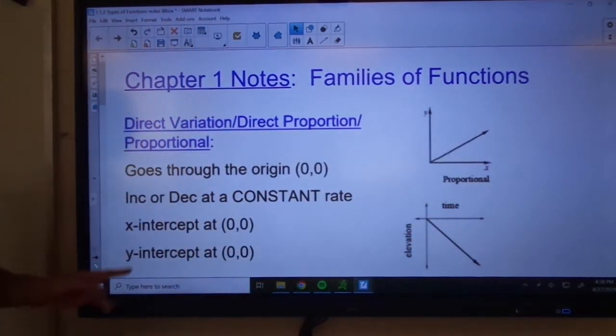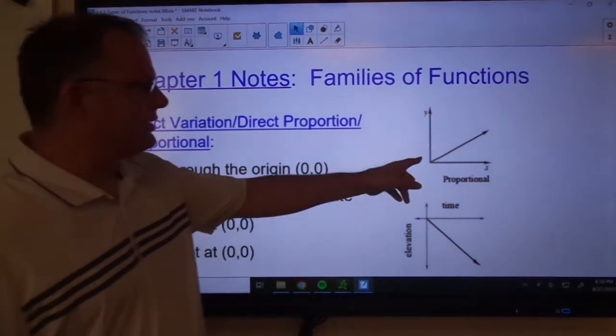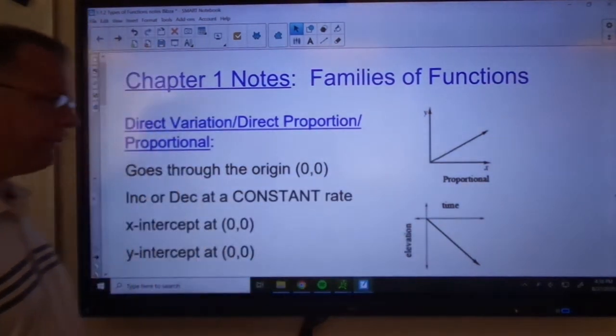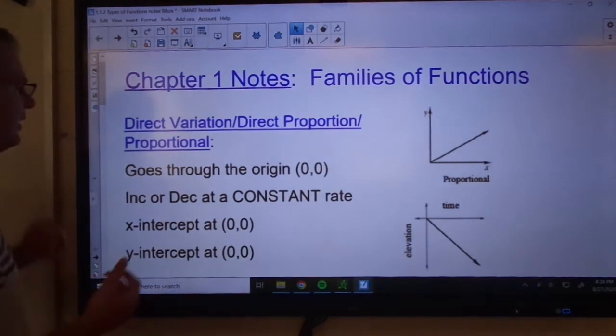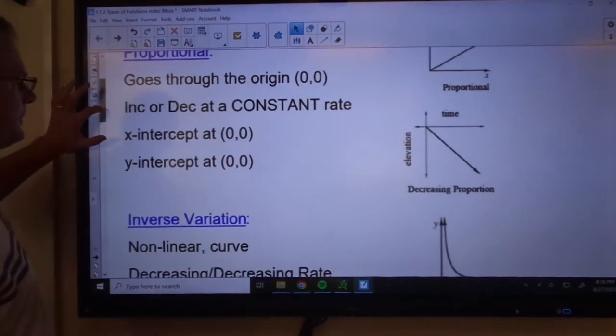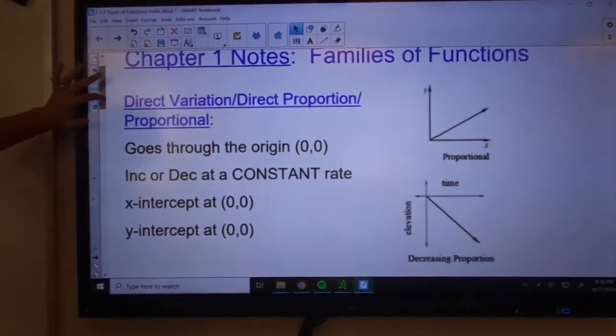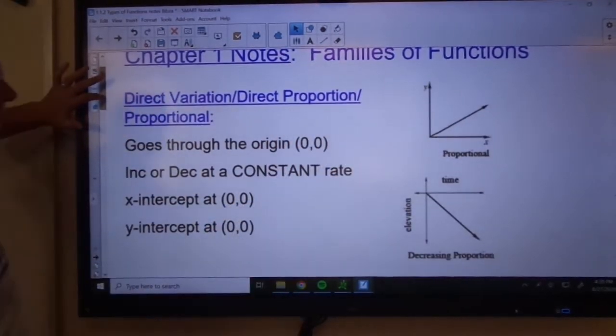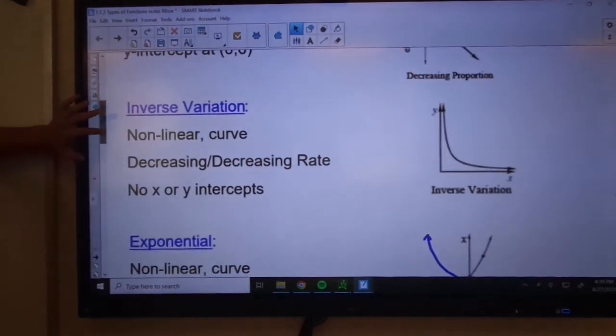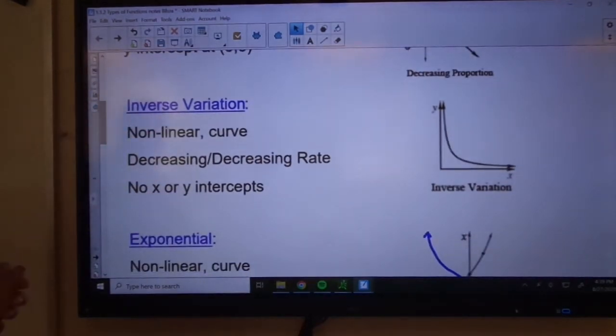You'll notice both of these have intercepts at 0, 0. They go through 0, 0. The x-intercept and the y-intercept are the same point. Another type of variation, so this would be a directly proportional. One goes up, the other goes up. Okay? Another kind of proportion is inverse variation.